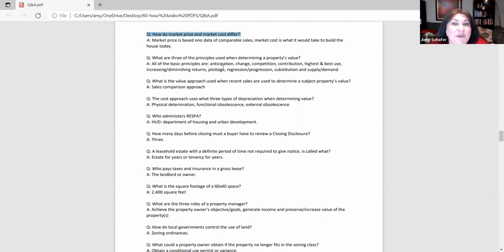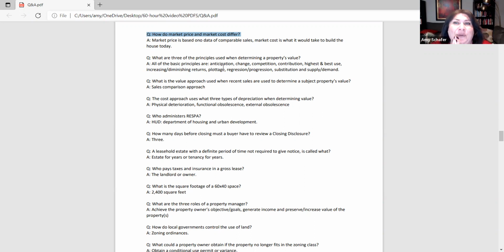Highest and best use. This is usually the first step in the appraisal process, is to define the problem. Is this property being used for its highest and best use? That's why there's not a hog house next to the governor's mansion, right? There's other pretty houses.